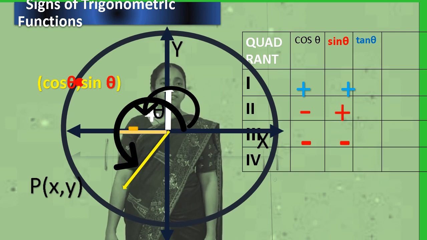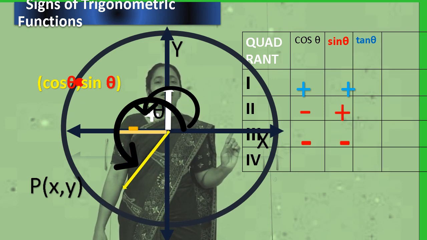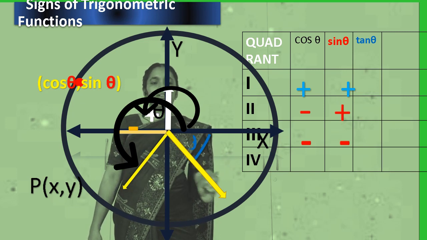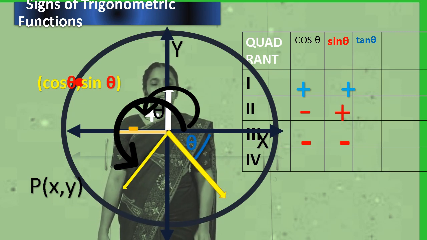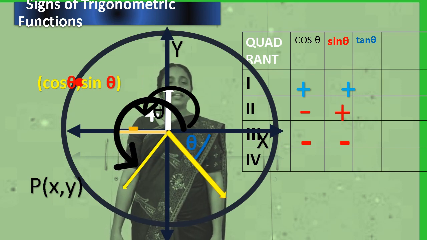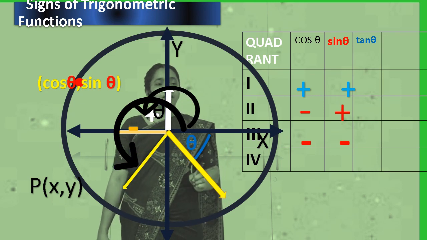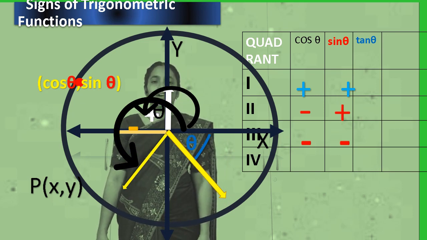And what is theta? See here, this initial ray rotates to reach the terminal ray. This theta is taken in the clockwise rotation. We can take theta either as clockwise or anti-clockwise. But here theta comes in the fourth quadrant.